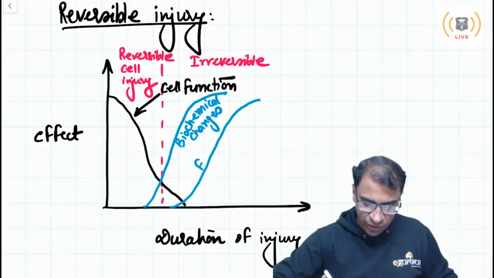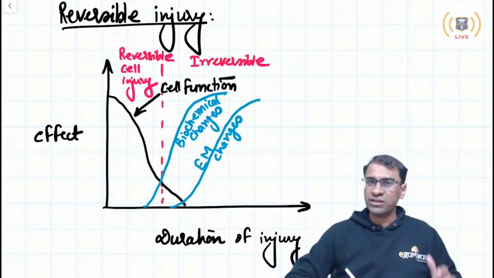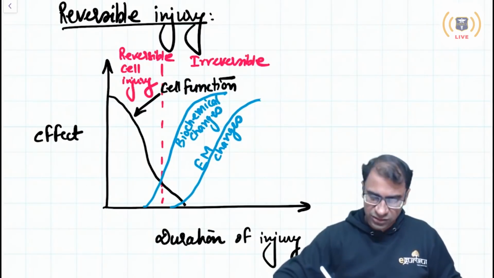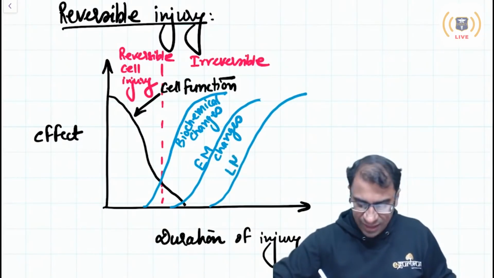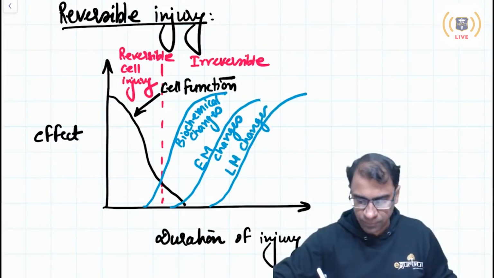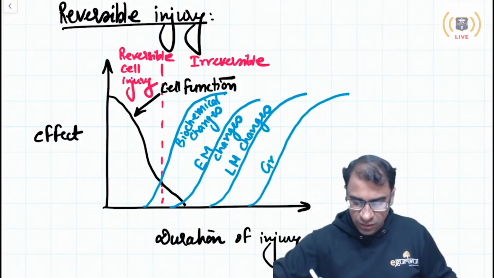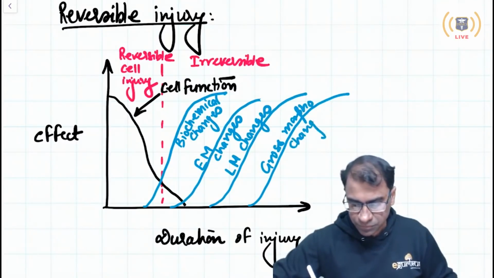The second graph is of electron microscopic changes. So first the biochemical changes occur in a cell, then electron microscopic changes occur. The next thing to occur is light microscopic changes. I am writing LM changes. And finally, there is a gross morphological change.